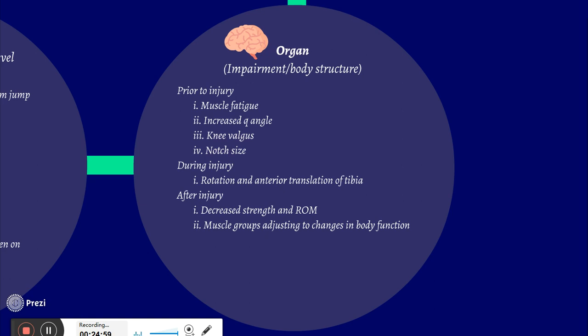After the injury, the patient could have never fully recovered. She could have had some serious deficits in strength and range of motion. Maybe she didn't fully get back into full extension or full flexion, or had some strength deficits. And so the muscle groups around it adjusted for the changes that needed to happen.